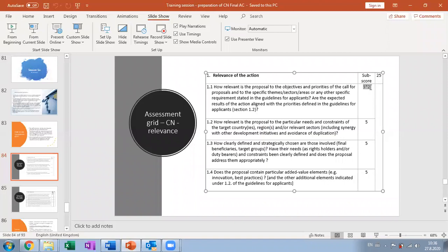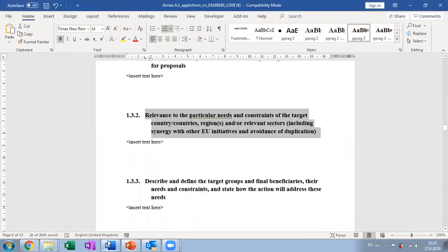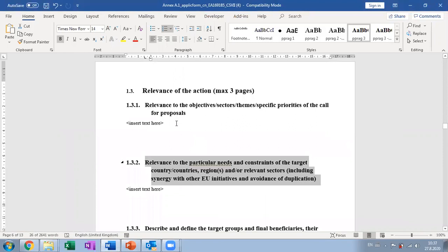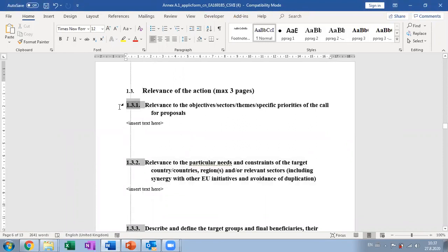The number of points that you can obtain under this question is actually not 5 but 10. You see here 5 times 2, because this is an important issue. It's regarded as an important quality criterion. So therefore, when going back into your concept note templates, look into this issue, 1.3.1.